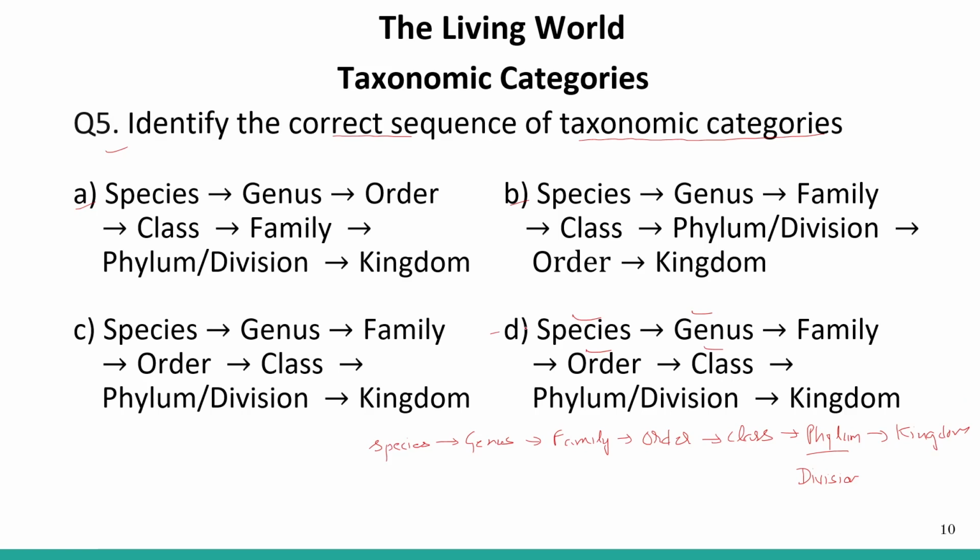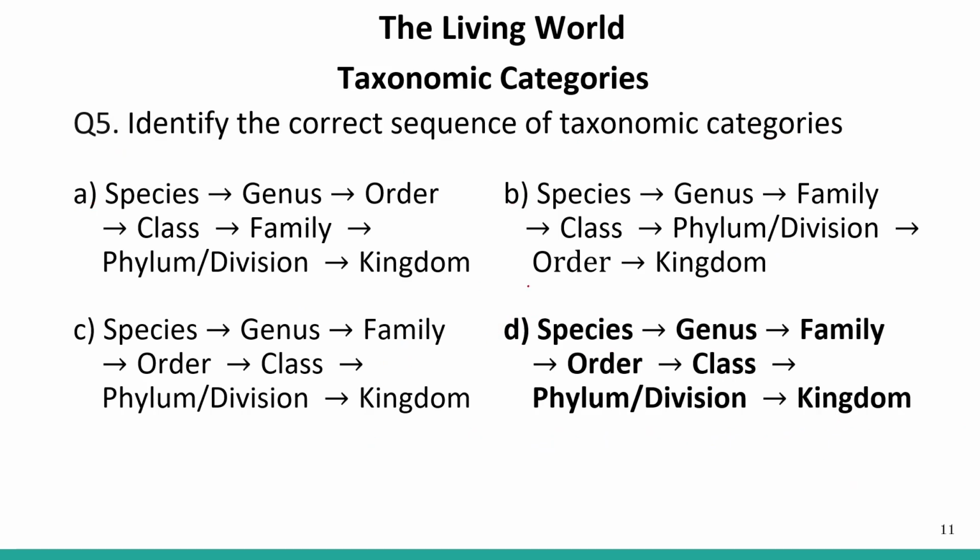So what should be the correct answer? Option D. Others are not correct. Species, genus, order, class, and family is not correct. This is also not correct. This is also not correct. So what is the correct answer? Option D is the correct answer.